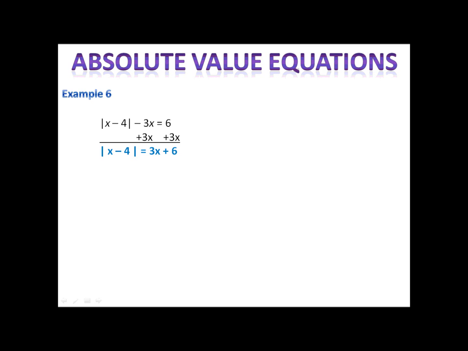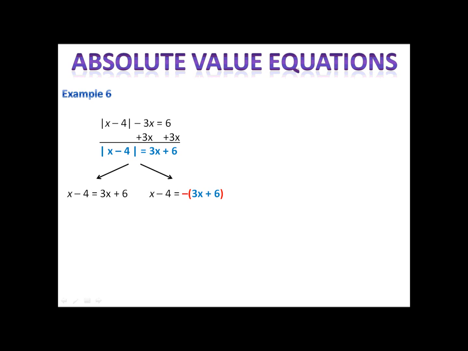Now I do what I've always done. I write my two equations. The first one, x minus 4 equals 3x plus 6. The second one, x minus 4 equals, and we would take the negative of what's on the right-hand side. When we do the negative, we have to distribute the negative to all the things that are over there. So it's the negative of 3x plus 6. Now you can go ahead, distribute that negative, solve both of the equations, and then check to see if your solutions are valid. Please pause the video here, solve each of those equations, and perform the check. Find out if there are any solutions or what the solutions are to this equation.